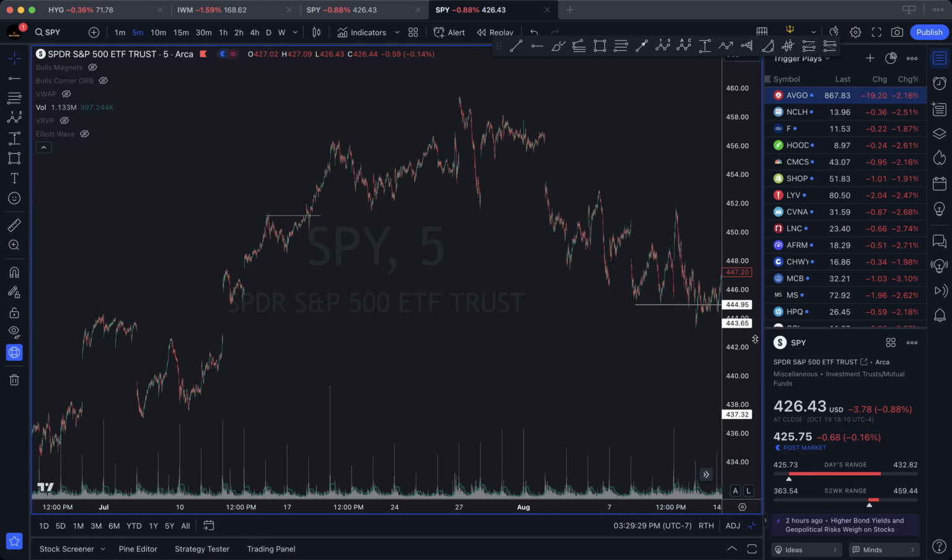These happen on every time frame, like the daily time frame. I'll show you on the daily too. It happens all the time. Like this one right here, I see this was a prior high, was forming.